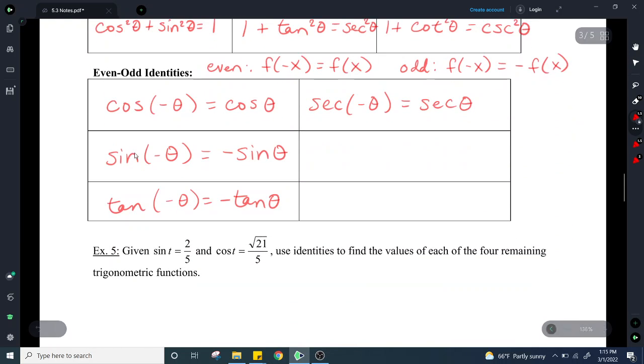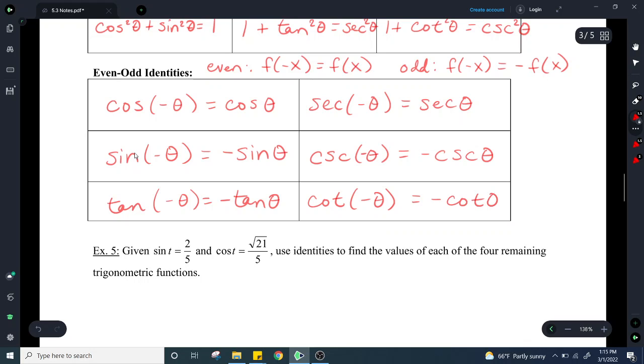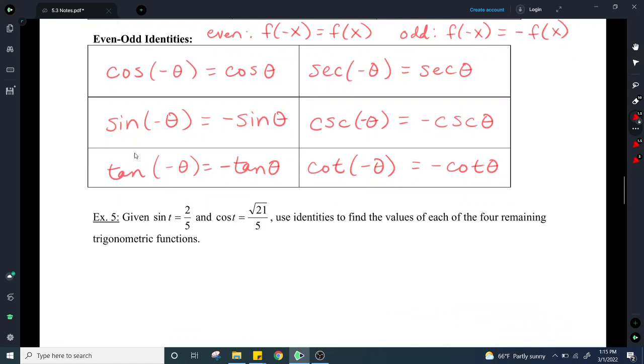And then the reciprocal of sine was cosecant. So that means that cosecant would be an odd function, just like sine was. So cosecant of negative theta would simplify to negative cosecant theta. And then likewise, cotangent is also an odd function, so cotangent of negative theta would simplify to negative cotangent of theta. I'm not sure how often these are going to come up, but from time to time, they might help us solve some problems. So I want to have them in your notes.